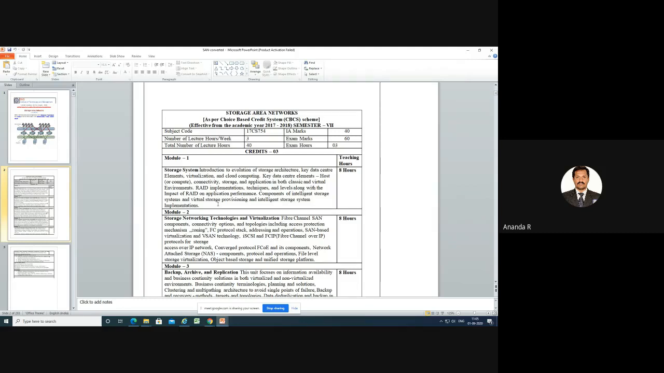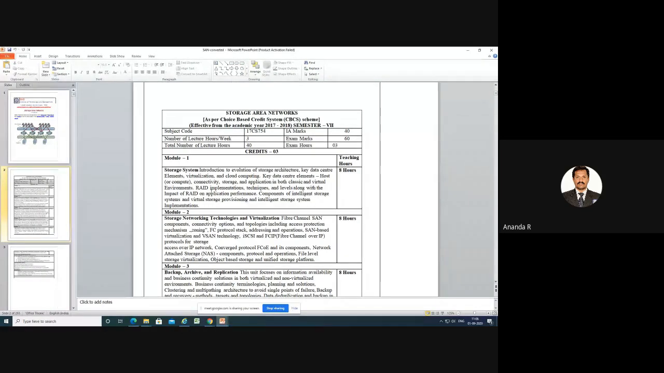Please don't compare this with the storage system you studied in the previous semesters. That is totally different. The storage system and network here is totally different. It is a bit advanced, where we understand virtualization, cloud computing, the storage architecture, and the RAID implementation. So many things are there, and all of that we cover in the first module.